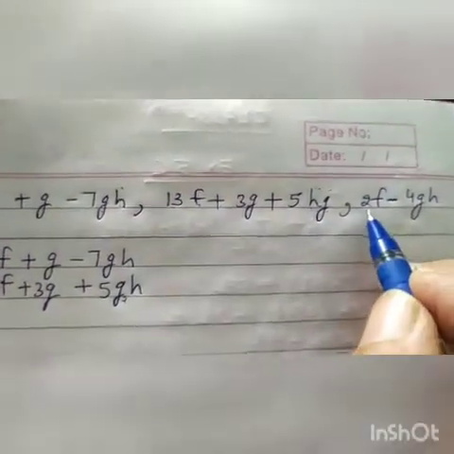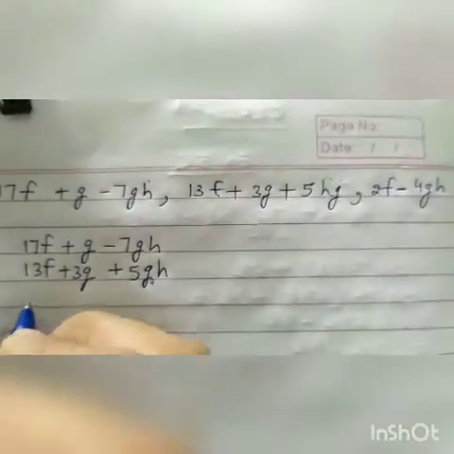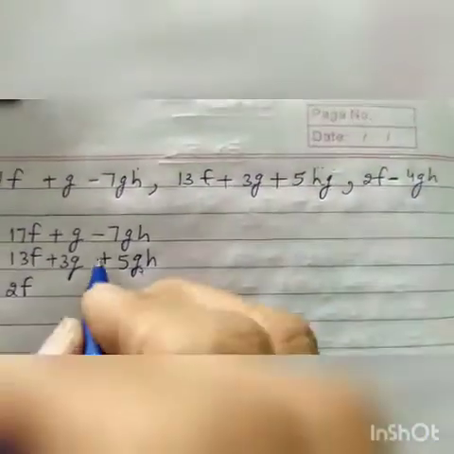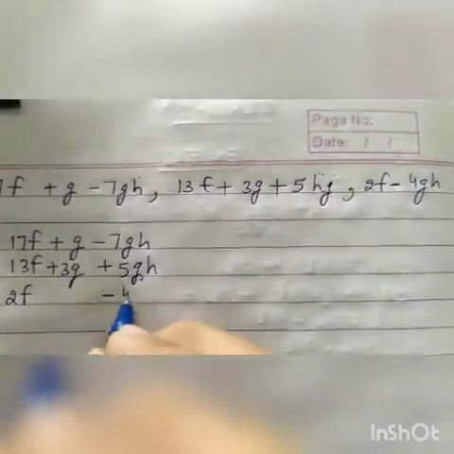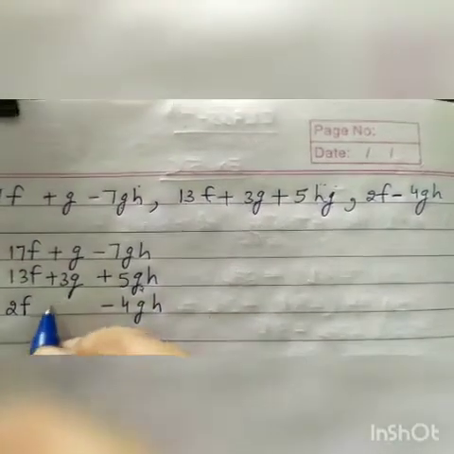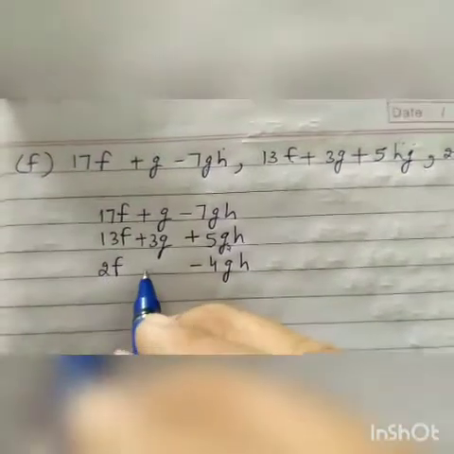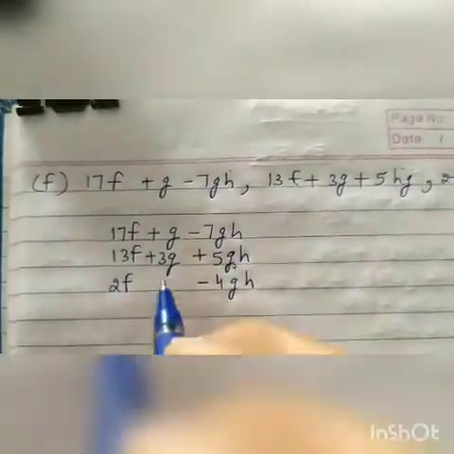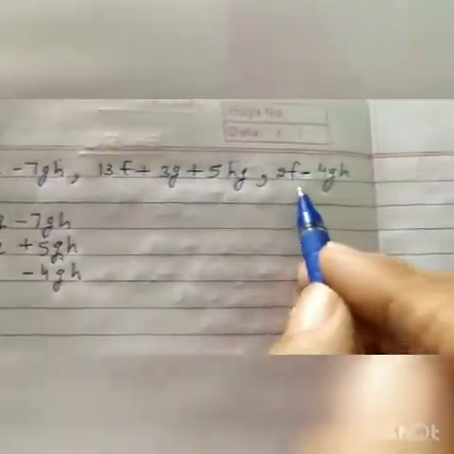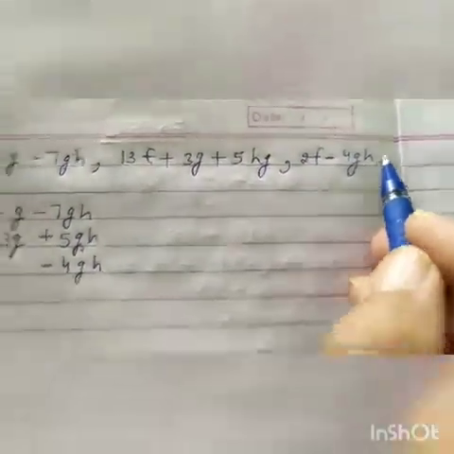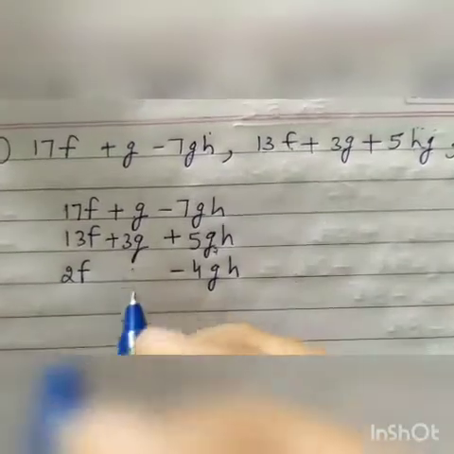Now come to the third expression, 2f. We will write 2f here, then minus 4gh. We will write gh below this gh. Here this place will remain empty. We will not write any term below this g, because in the third expression there is no term with variable g, so it will remain blank.